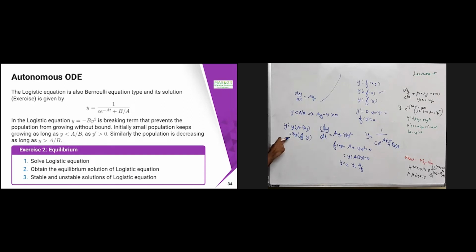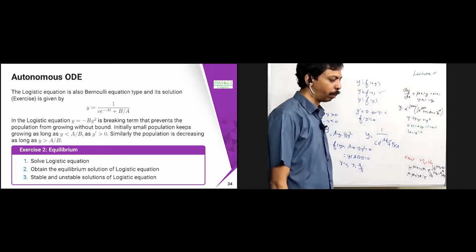If y dash is positive, that means it is going to keep on increasing, because y dash is the increasing one. Okay, it keeps on growing. On the other hand, suppose we have y greater than a by b, which implies a by b minus y is less than 0. So that means it is going to keep on decreasing. Similarly, the population is decreasing as long as y is greater than a by b.